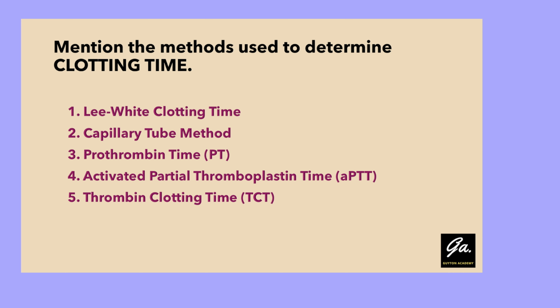Mention the methods used to determine clotting time. Lee-White clotting time, capillary tube method, prothrombin time, activated partial thromboplastin time, thrombin clotting time. So there are several methods to determine the clotting time, but in the laboratory we mainly use the capillary tube method, and prothrombin time is also very common. So most of the time we use these methods.